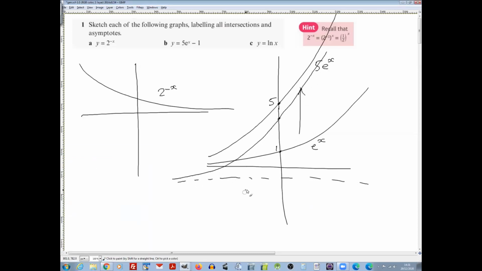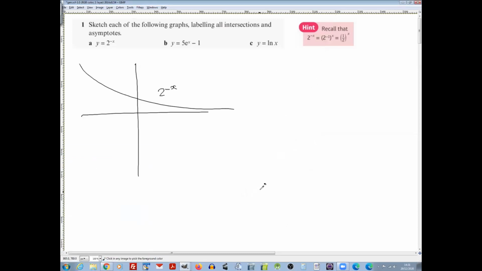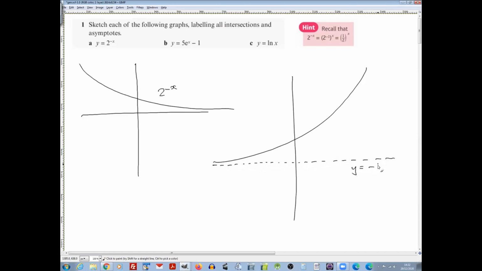So let's try and draw that a bit better. What you're asking for is, I think, we'll draw that one first. And then this can be minus 1. Y equals minus 1. That can be y equals 0. And that can be 4. And we just need to find out what this is really, because they've asked for all intersections and asymptotes.